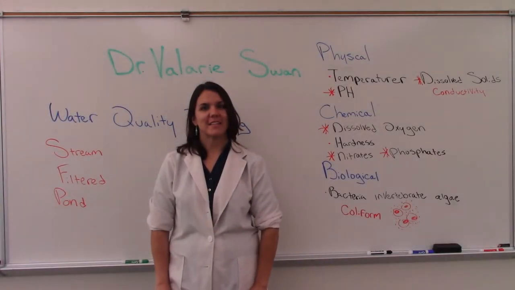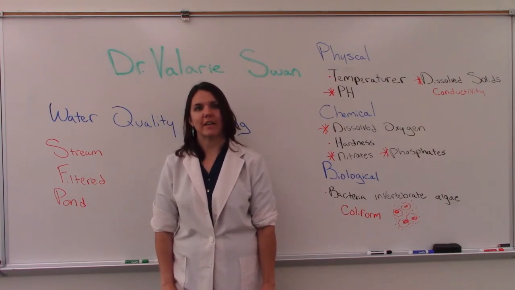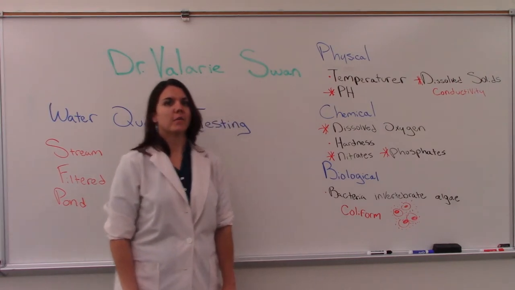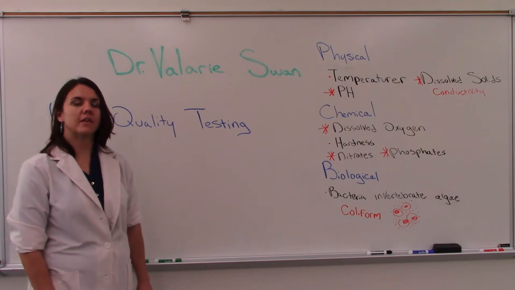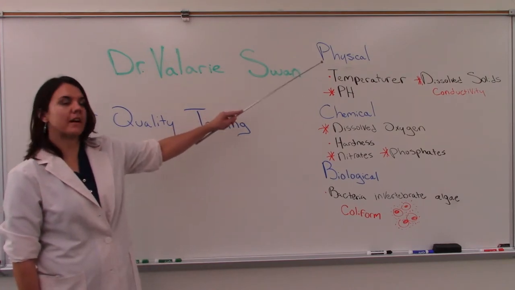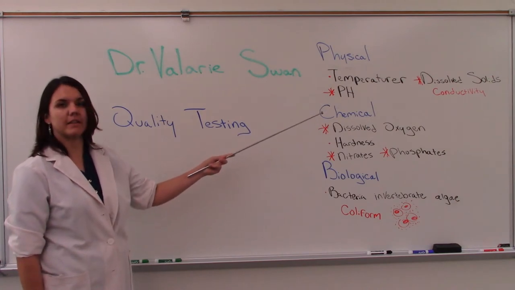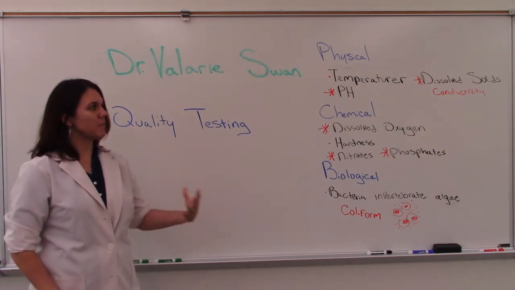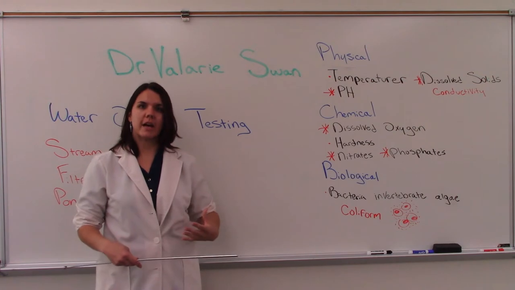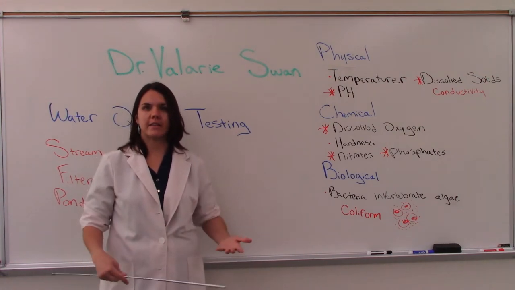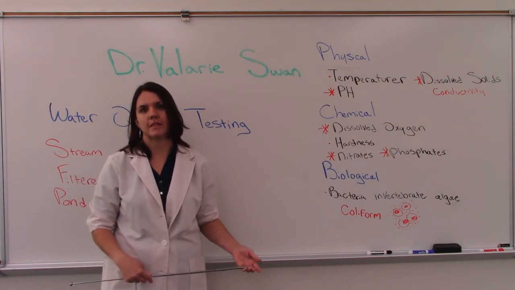Dr. Valarie Swan, and today we'll be talking about water quality and how to test for it. With water quality, we'll look at a few different components. First, we'll look at the physical aspects. Physical aspects include temperature, dissolved solids, pH. With the temperature today, we won't test that because in our lab, everything is a consistent 22 degrees Celsius.